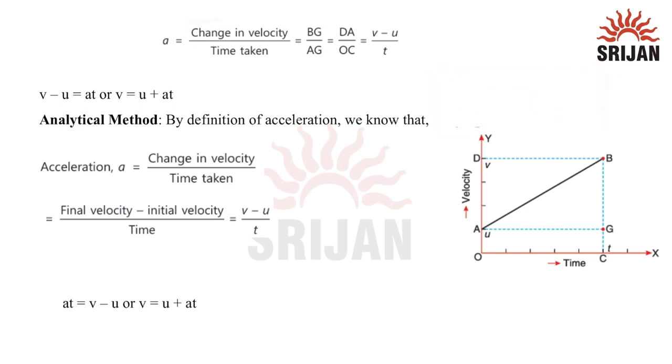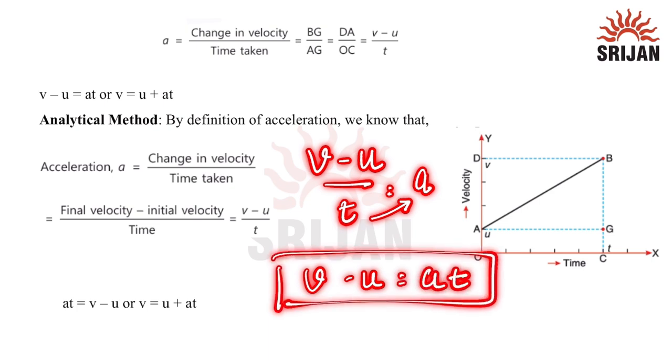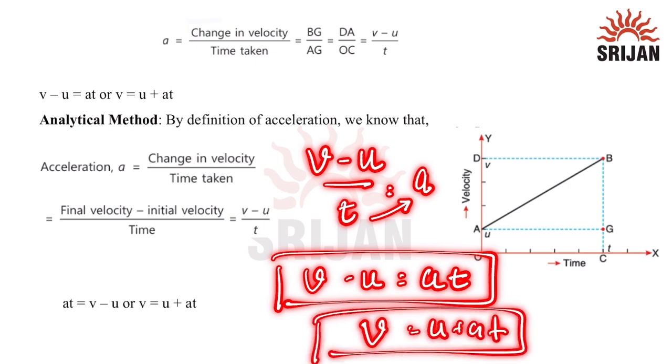The second method is the analytical method. So by the definition of acceleration, we can say that acceleration is change in velocity upon time taken, right? So it would be final velocity minus initial velocity upon time taken would be equal to acceleration. So if I send this there, change in velocity can be equal to at, and v equals u plus at. So this is the second method.